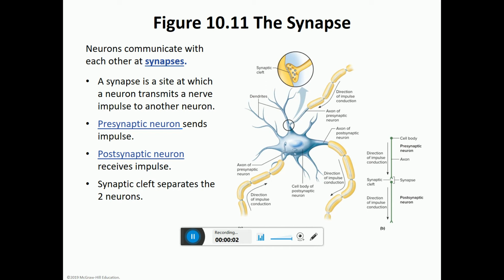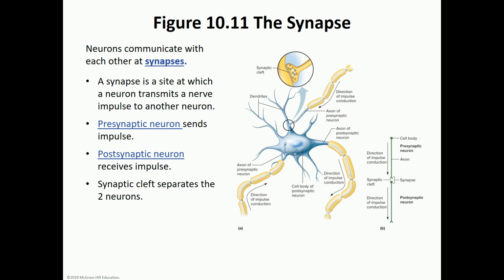Welcome back, students. So for this part of Chapter 10, we are going to be discussing the synapse and synaptic transmission, and how the action potential propagates or spreads along the axon. So first off, what is the synapse?